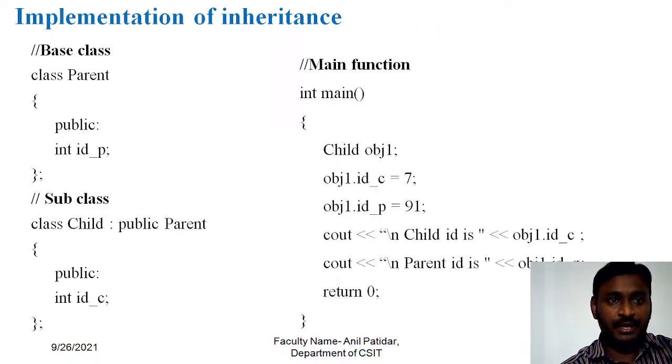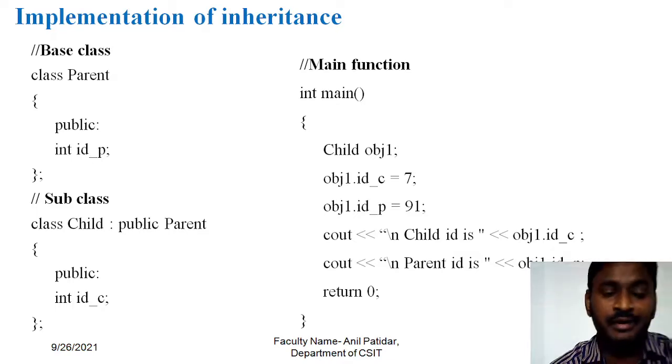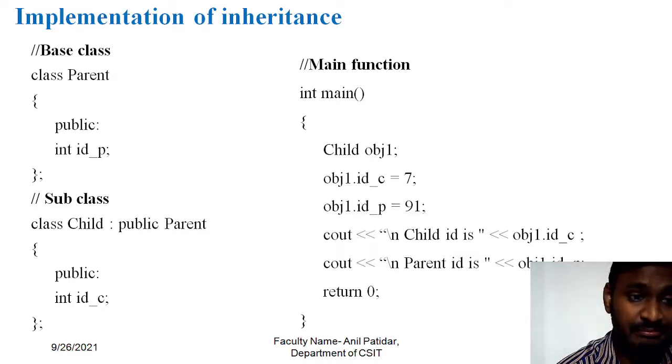This is the implementation of inheritance. So basically in inheritance, we have a subclass and a base class, at minimum.